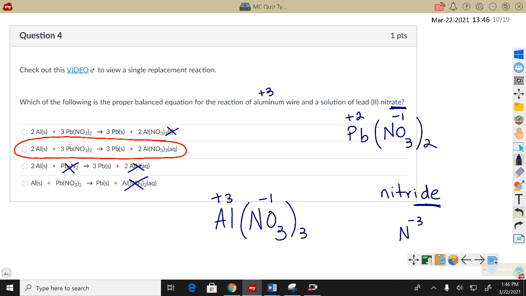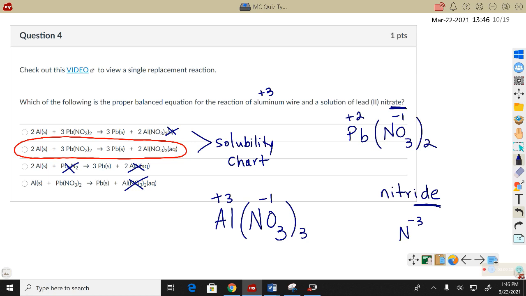The aluminum nitrate, that guy should be a solution. It should be aqueous. And so if you're not sure of a phase, check the solubility chart. It'll be given to you in the test. It's on page 246 in the book. That solubility chart will always be provided for you.